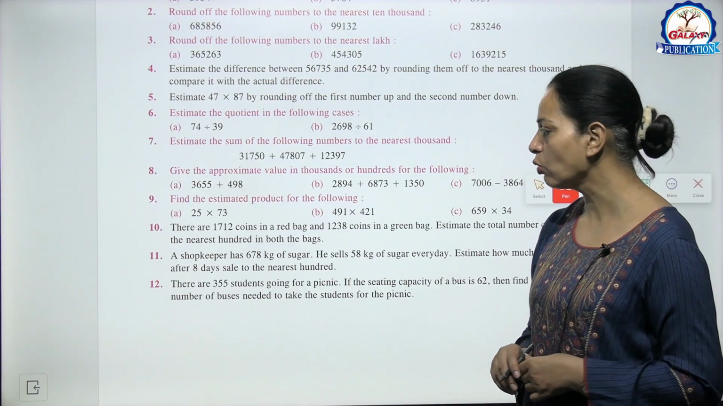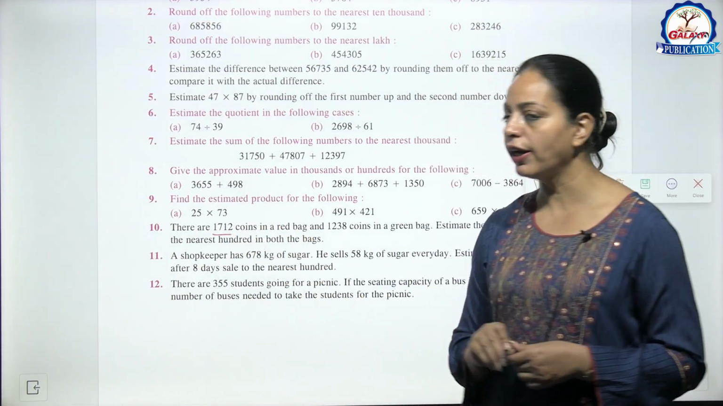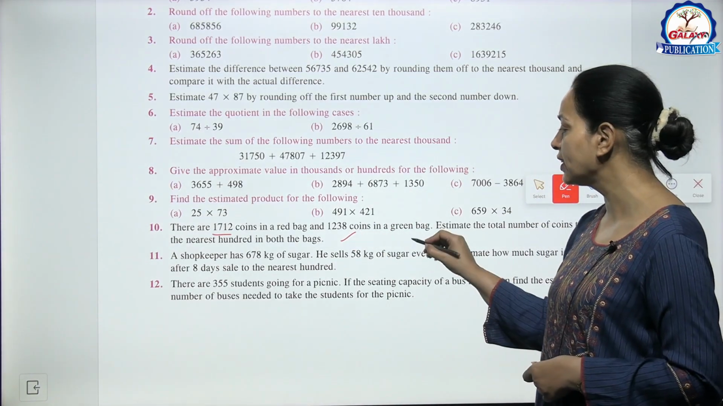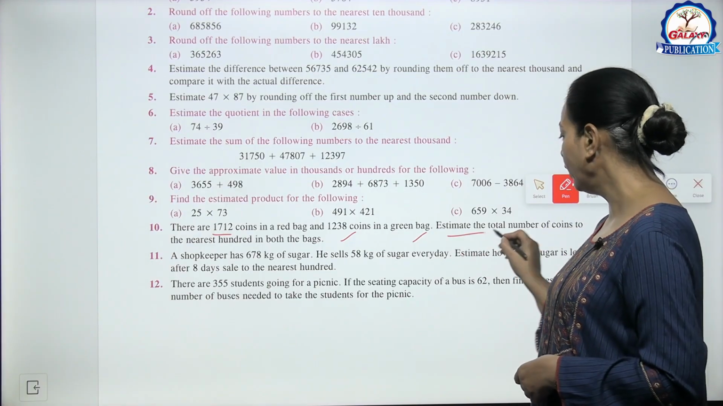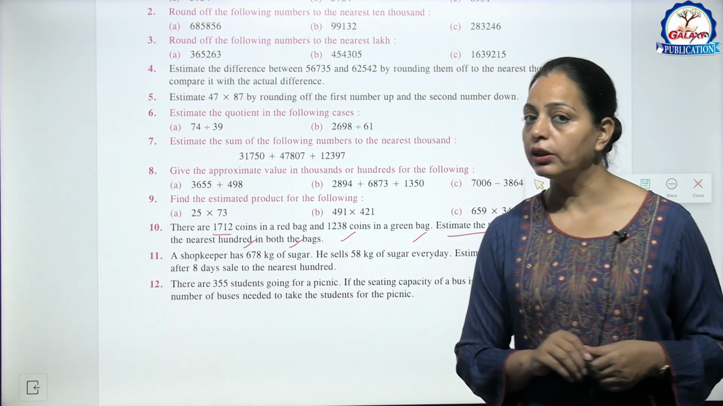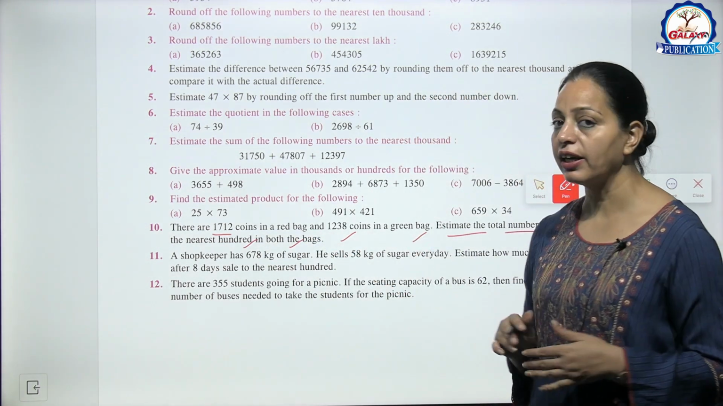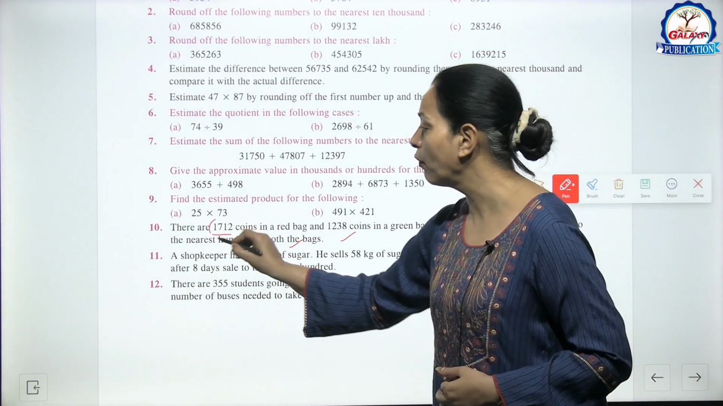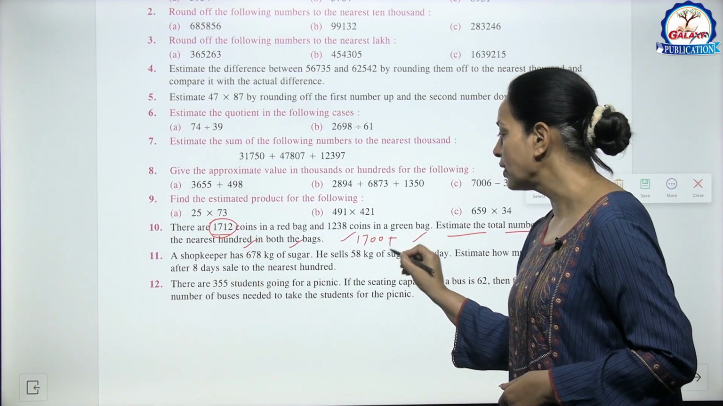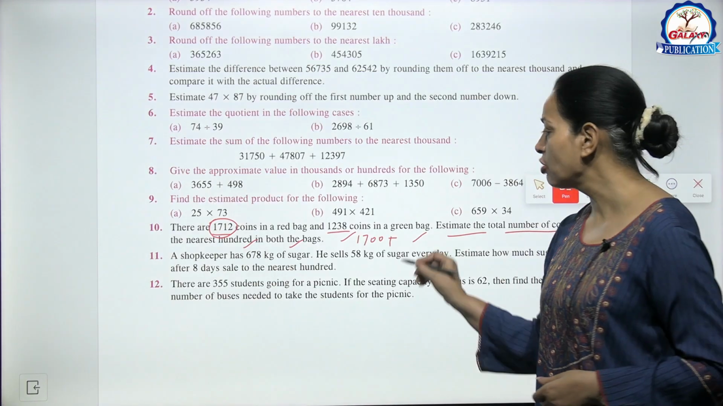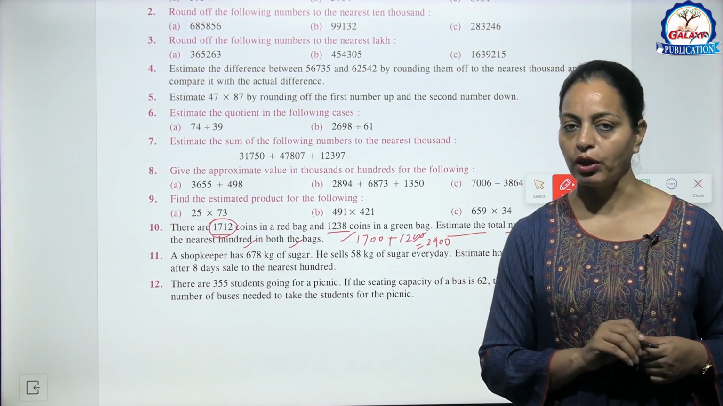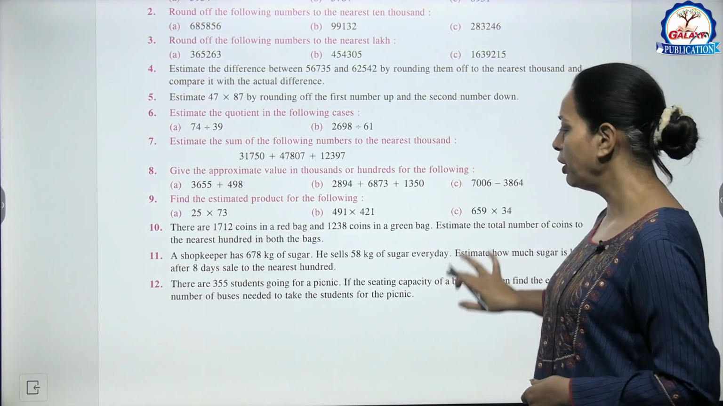Now here see the 10th question. There are 1,712 coins in a red bag and 1,238 coins in a green bag. Estimate the total number of coins to the nearest 100 in both the bags. So what to do? हमें क्या करना है? Nearest 100. So this number 1,712 becomes 1,700 plus, and this number becomes 1,200. So answer is 2,900. Okay. Similarly, you can try remaining questions.